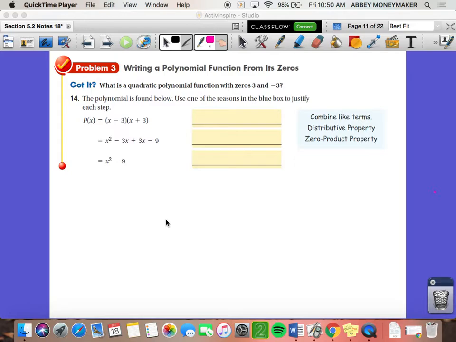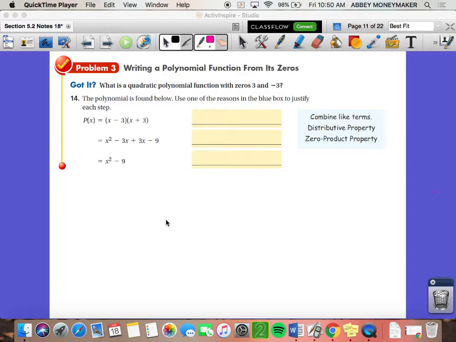So on problem number 3 in your notes, draw a dotted line so you can separate the two questions. This was graphing. This is totally something different. We didn't do a good job on those notes there. So this is going in reverse.